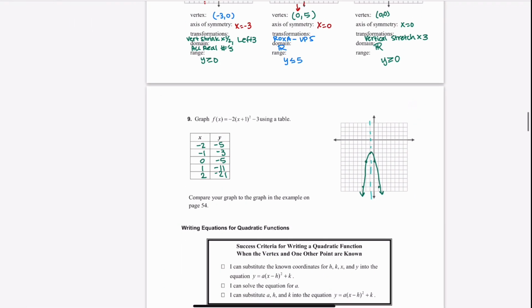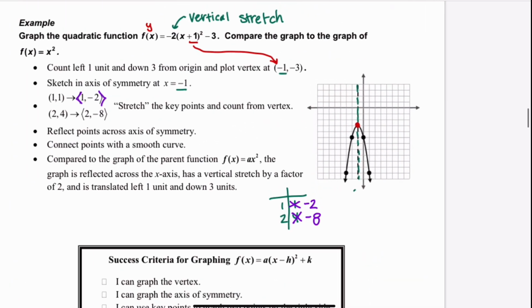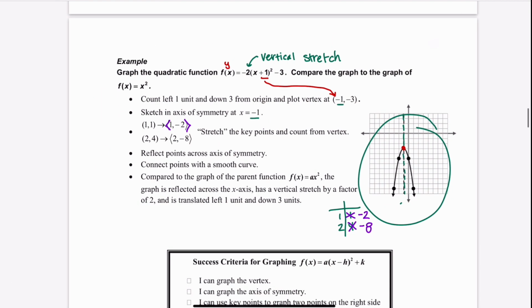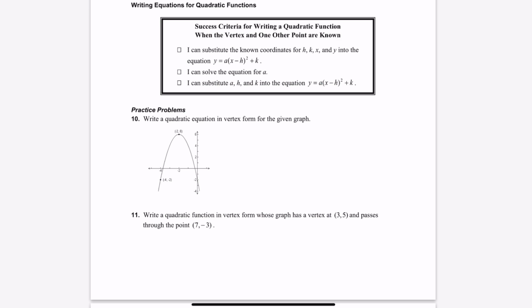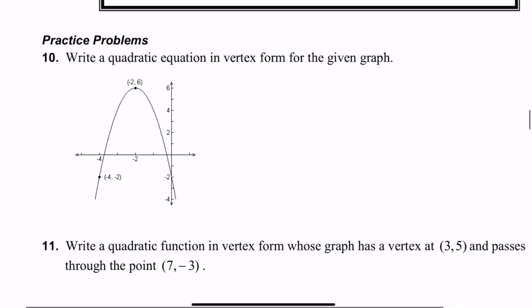So if you look at page 54, this is that same example, but we used just plotting points. We just used a table of values to do the same thing, but we got the same graph if you look at that. On example 10, we are going to write an equation in vertex form for this graph.